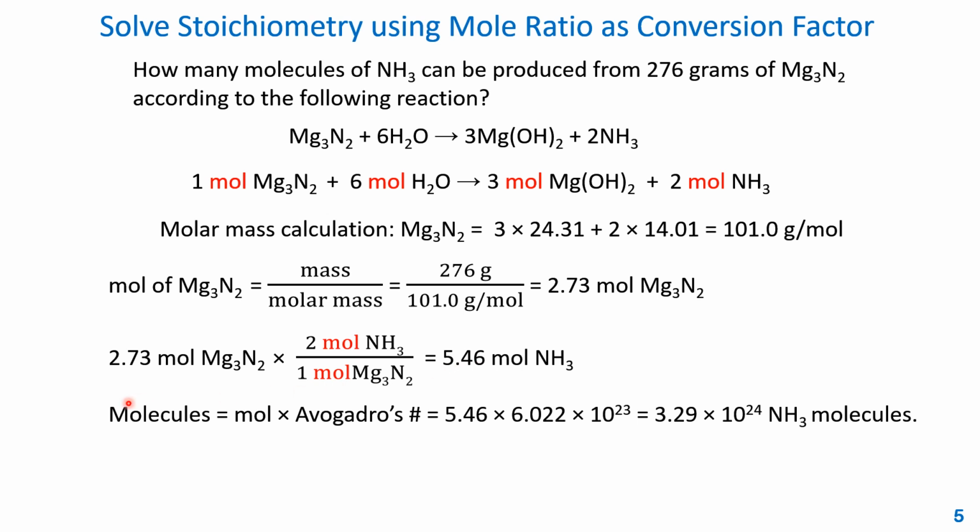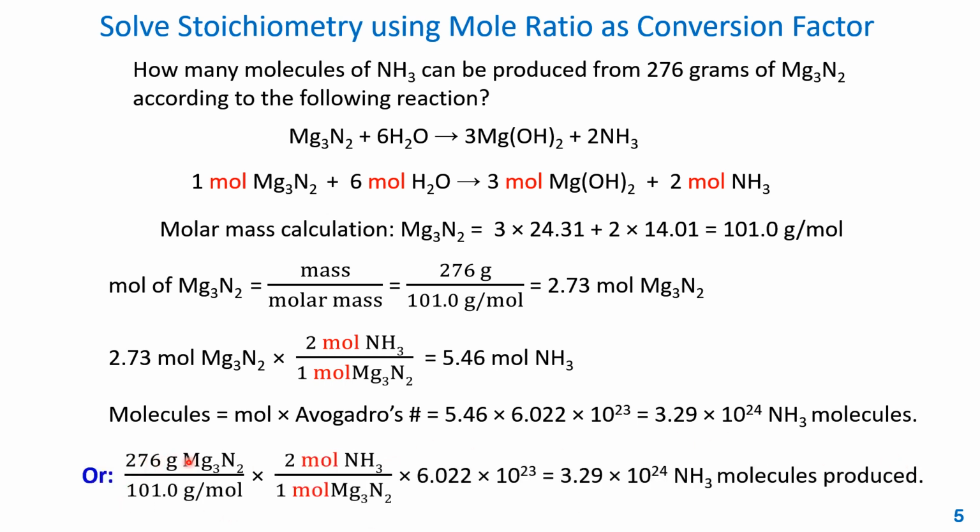And then last step, when we have the moles of the ammonia, we can calculate the number of molecules by moles times Avogadro's number. So that's 5.46 times Avogadro's number, 6.022 times 10 to the power of 23, and that gives you 3.29 times 10 to the power of 24. Okay, so that is the answer, and you can also set it up in one step.